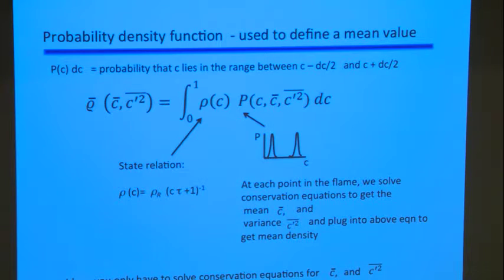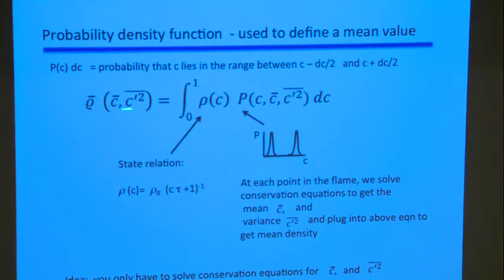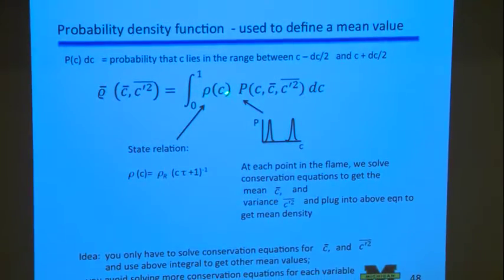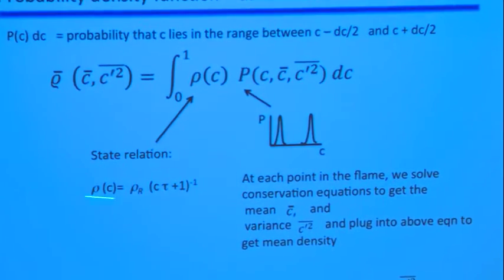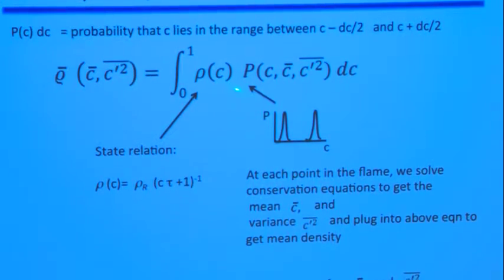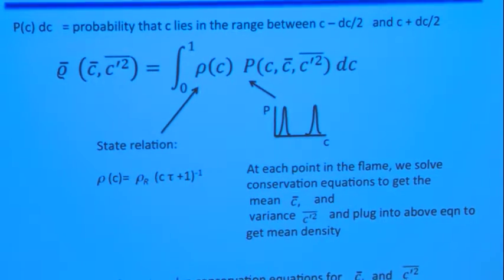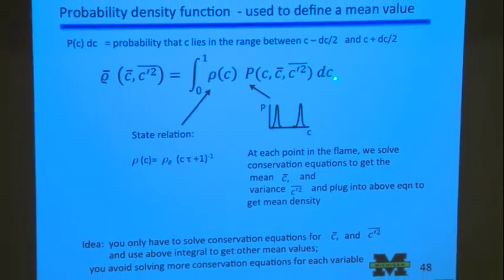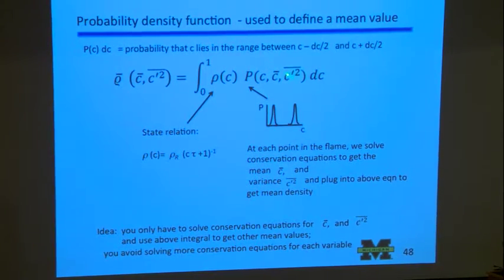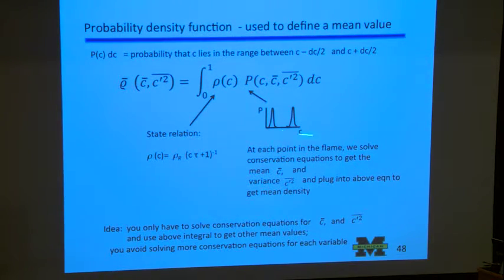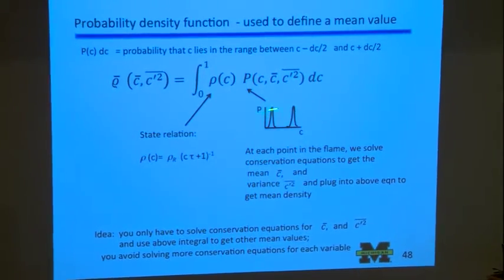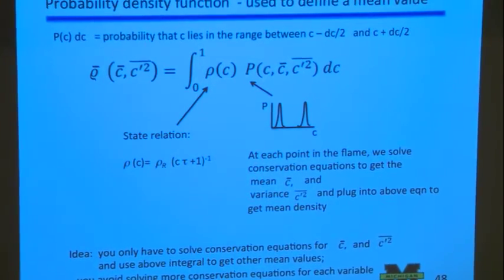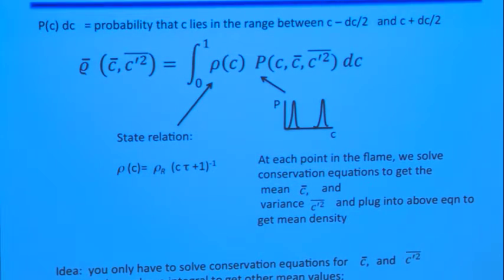And if you wanted to know the mean density at a point, you could plug it into this equation, where rho of C, again, is this state relation I just showed you. It's simple to derive. You plug that in, but now you have to know the PDF of C dC, and it depends only on C bar and the variance. And so we're saying that the PDF is a bimodal function. Now, even though it's bimodal, this is 0 and this is 1. The two peaks don't have the same height. They're both delta functions, actually.